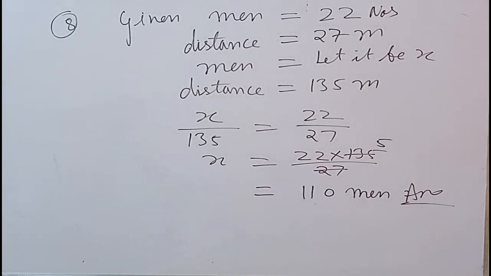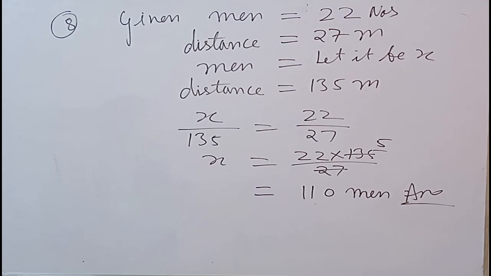Children, I am taking question number 8. 22 men can dig a 27-meter long trench in one day. How many men should be employed for digging a 135-meter long trench of the same type in one day? So here, write down whatever is given. The men are 22. The distance dug is 27 meters, and the men, let it be x, and the distance now increases to 135 meters.